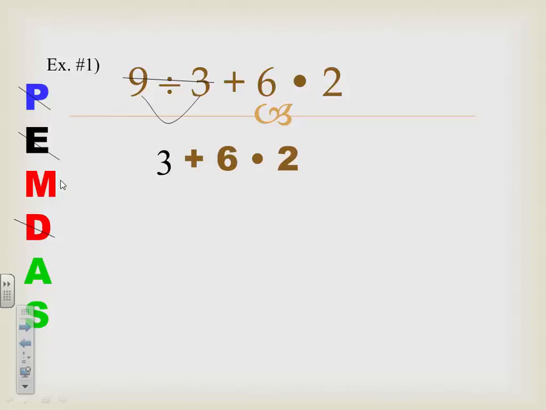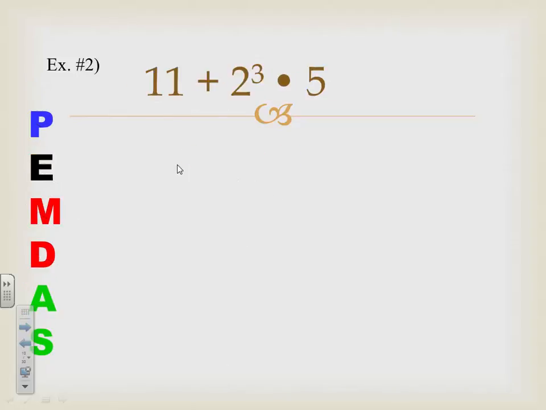So division's crossed off. Now I look for multiplication. I have 6 times 2. 6 times 2 is 12. And I bring down everything that's left. There's only one operation left. In this case, it's addition. And 3 and 12 is 15. This is the work that I'm looking for. Next one. Stop the video and try this one on your own. Go ahead.